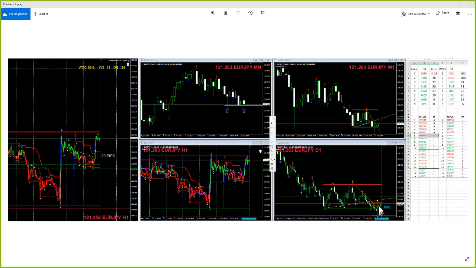But anyway, yesterday we were looking to go short based on a beautiful retracement, three touches, everything was in place. The market came back, and as I say, I was moving my stops from there, and the previous highs of 20 pips is gone.